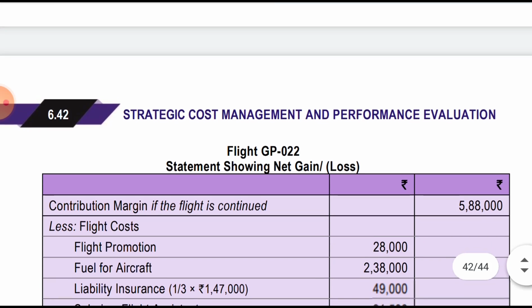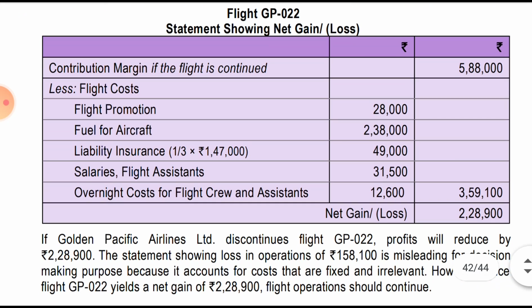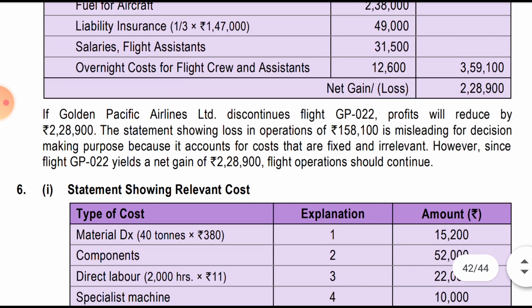The same thing is given in the theory also, and if we calculate it numerically, that is 5,88,000 minus the variable cost, all the relevant costs as I discussed in the question itself. So we are getting the net gain of 2,28,900. So the conclusion: if the Golden Pacific Airline Limited discontinues the flight GP22, profit will reduce by 2,28,900. Thus the statement showing the loss of the operation of 1,58,100 is misleading for the decision making.